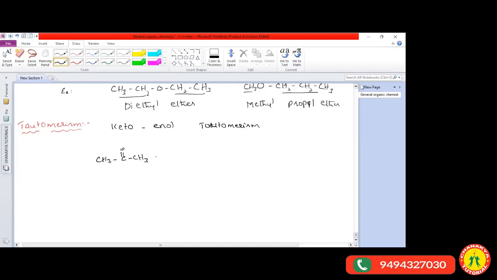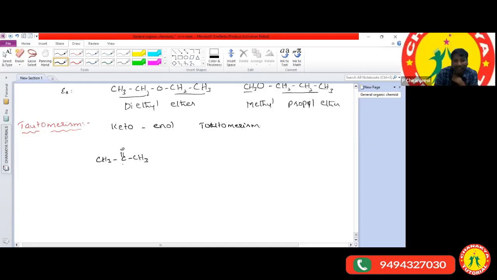Anjan, is it a ketone? Yes, sir. So what is the name of this one? Propanone, sir. So this we can call propanone. Which propanone? 2-propanone. This we can call 2-propanone.